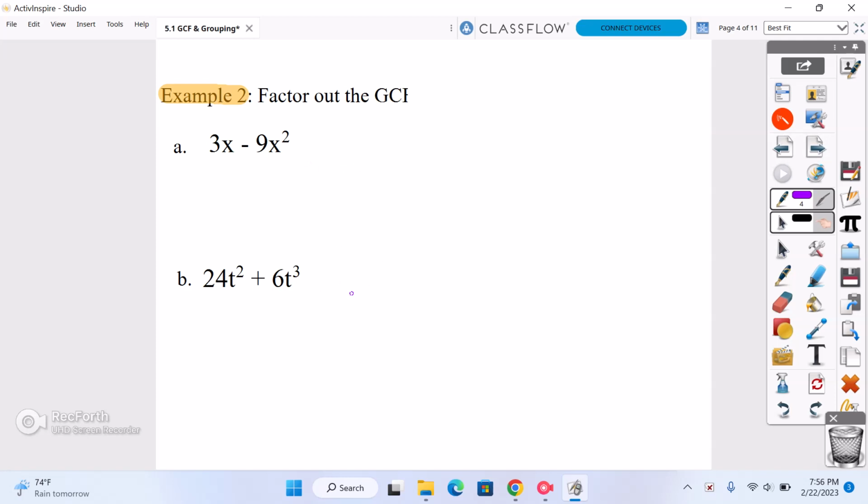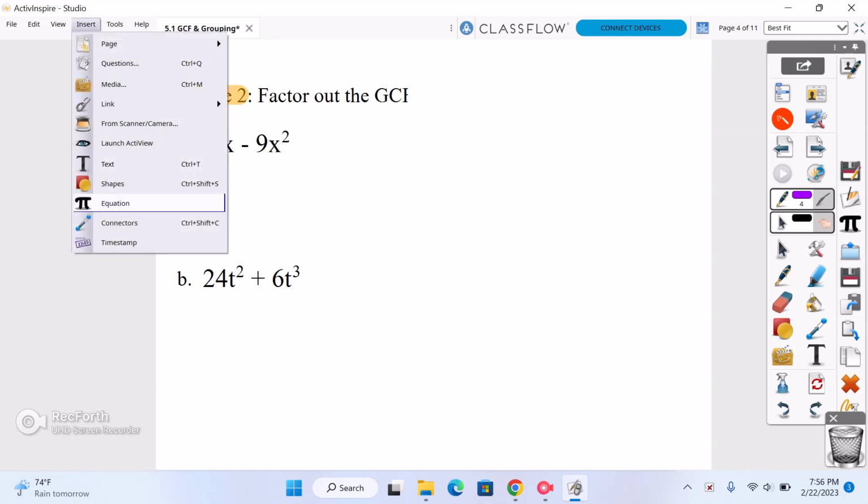So I'm going to let you go ahead and pause the video and try these two as examples. And I will put the greatest common factor on the screen here for you. So go ahead and hit pause and practice these two.